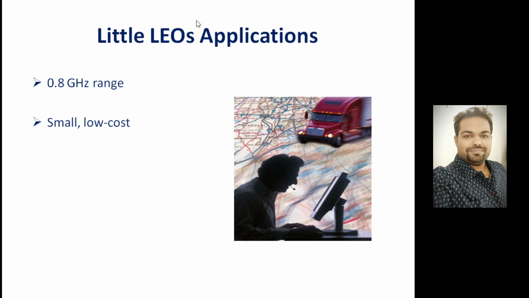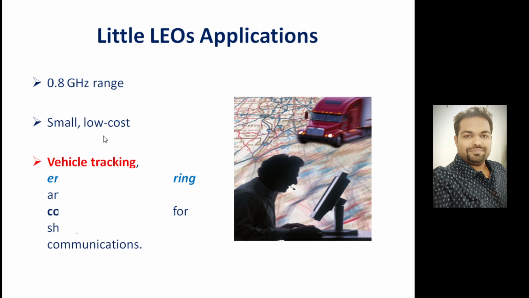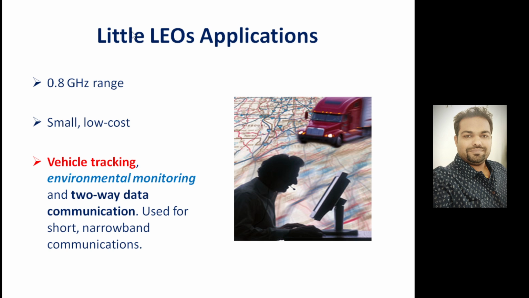Little low Earth orbit has a frequency range of around 0.8 gigahertz. It is small and low cost. This orbit is basically used for vehicle tracking, environmental monitoring, and two-way data communication. We use the little low Earth orbit particularly for short and narrow band communications.